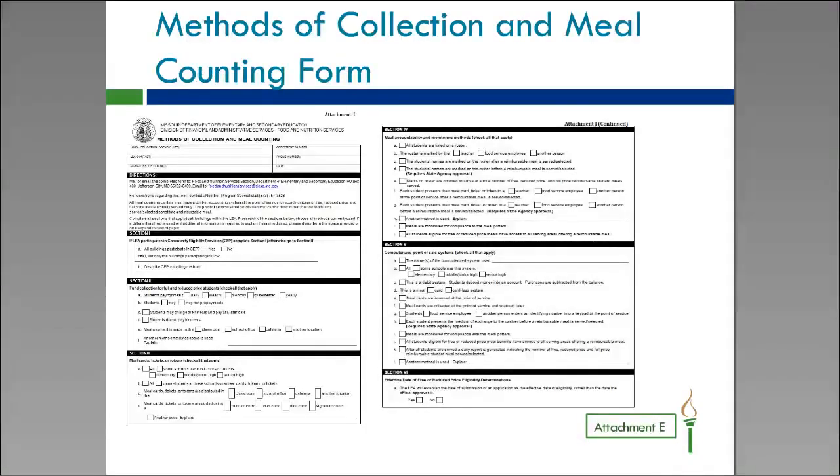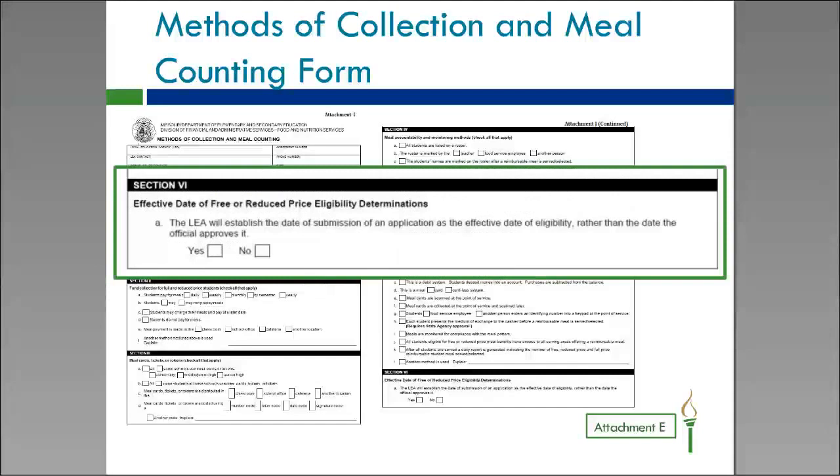So this is the methods of collection and meal counting form. And the last question on there says the LEA will establish the date of submission of an application as the effective date of eligibility. So if you check yes, you can use the date that the household submitted the application instead of the date you approved it.